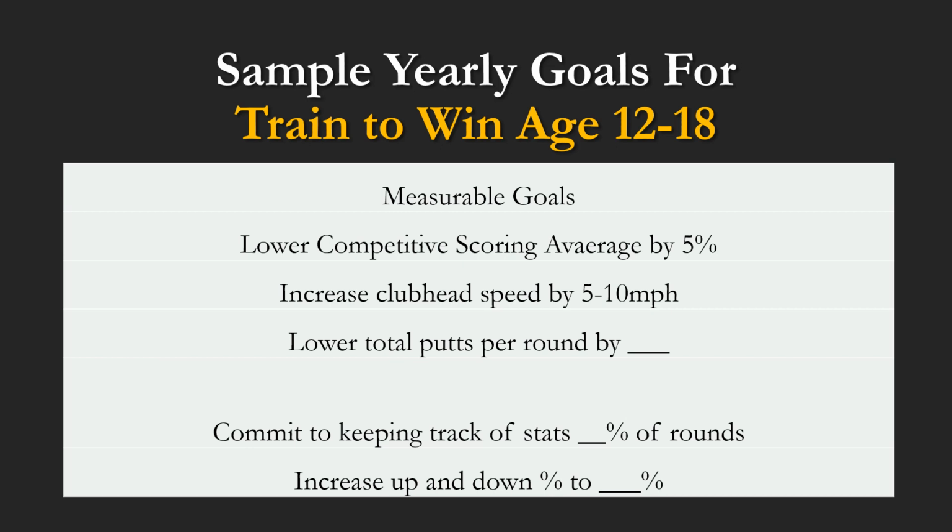For our Train to Win program, our 12 to 18-year-olds, some of the key measurables we're looking for are, could they lower their competitive scoring average by 5%? So if they're going from 80, could they get down to 76 in the year? I think that's a reasonable drop, right? Could they increase their speed by 5 to 10 miles an hour? Could they lower their total putts per round by 2 or 3 or whatever that happens to be?